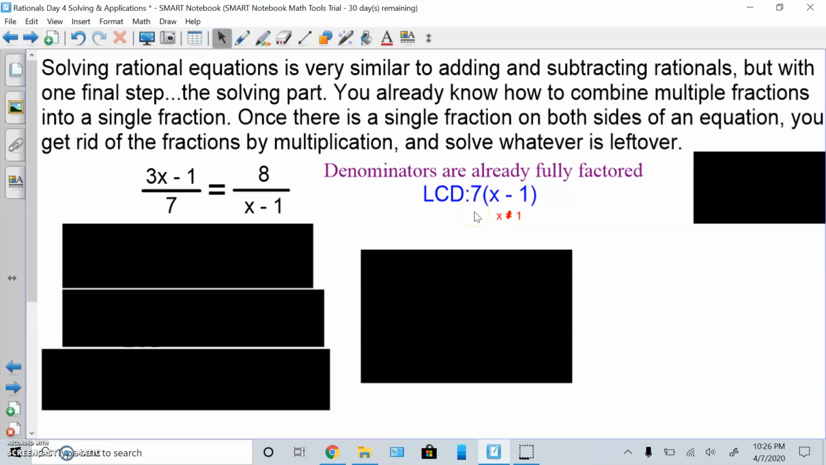Remember, this is our final denominator, so you might as well find the restrictions now. You skip the 7 because that's a number, but here's x minus 1. You set that equal to 0. You add 1 on both sides. x cannot be positive 1.